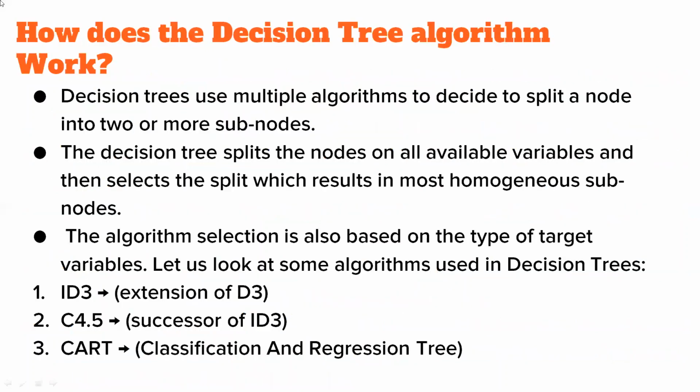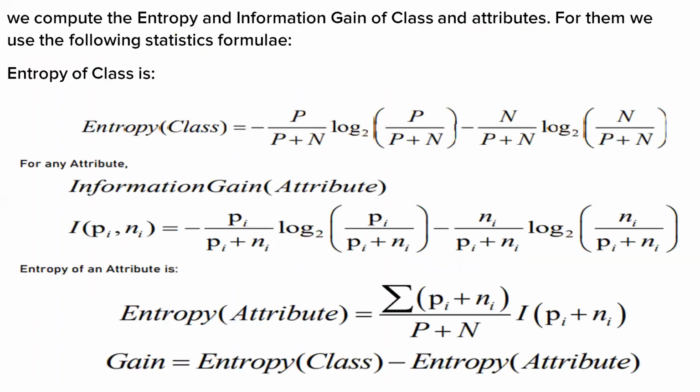For that, we use three types of algorithms: either ID3, C4.5, or CART. These are the three major algorithms you can use for deciding which attribute to consider for the root node, as well as which attribute to consider for internal nodes. In this video, we are going to learn how the ID3 algorithm works. Basically, if we use ID3, we need to calculate entropy and information gain for each and every attribute.